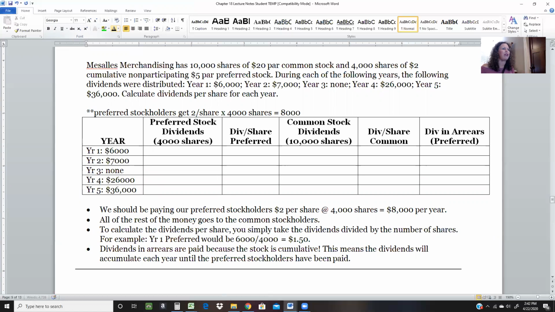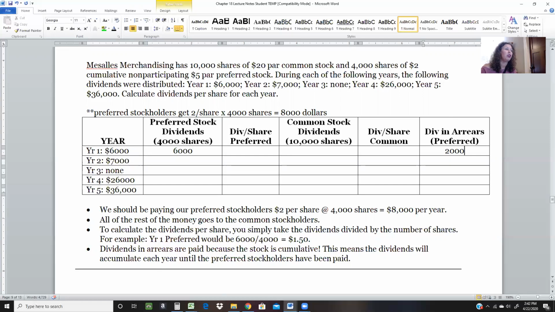So they should be getting $8,000. Now, should is kind of a strong word. If we pay dividends, then we would give them $8,000. So what we would literally do is we would, in the first year, if we give out $6,000, all of it needs to go to the preferred stockholders, and we're left with $2,000 in arrears.